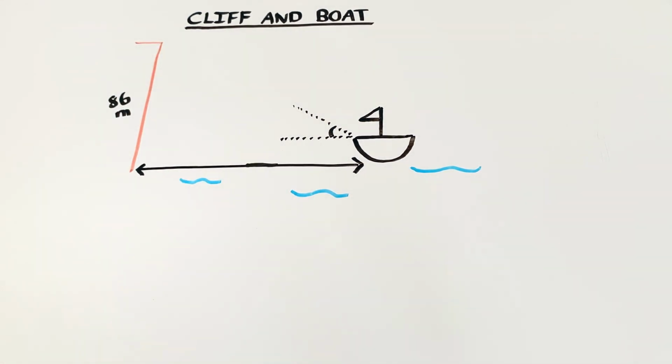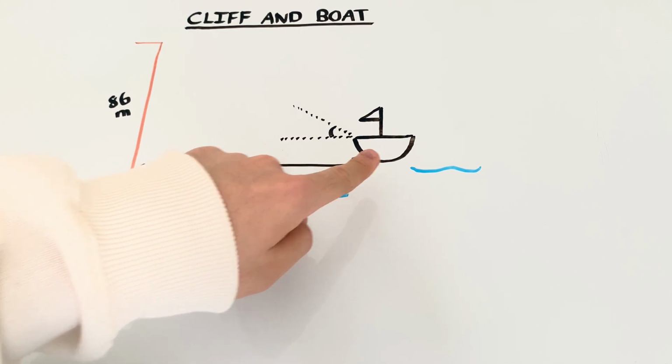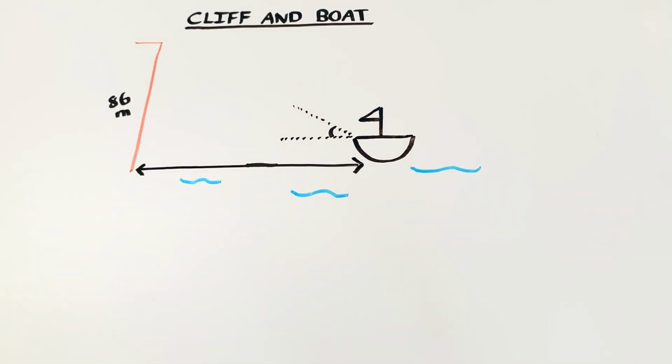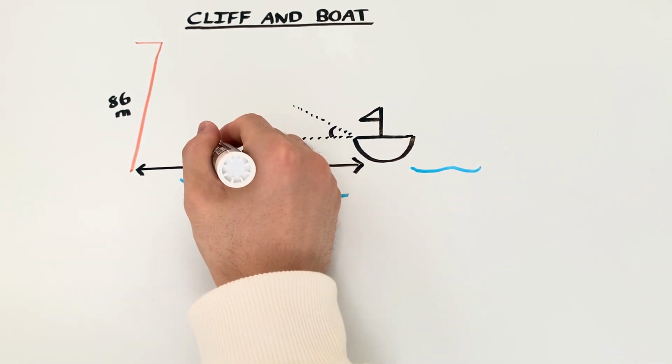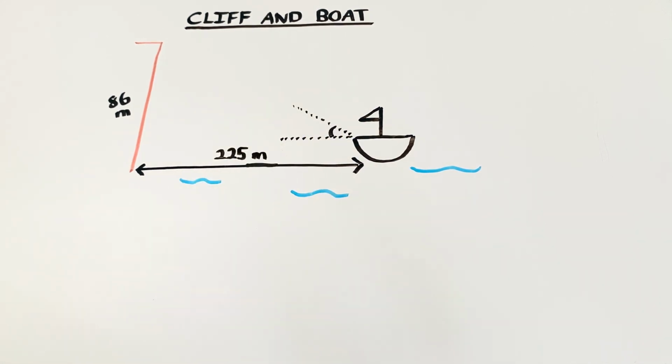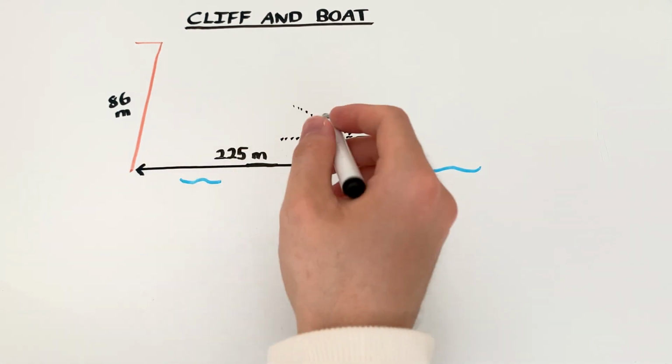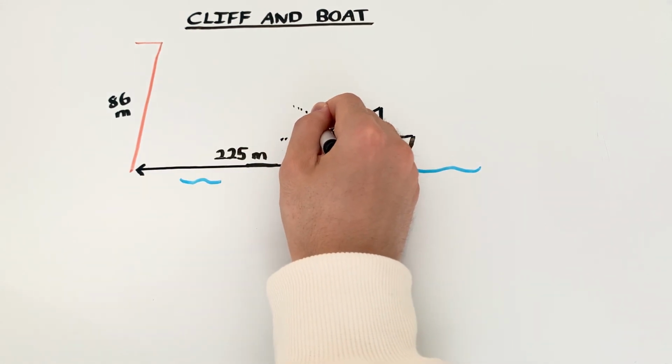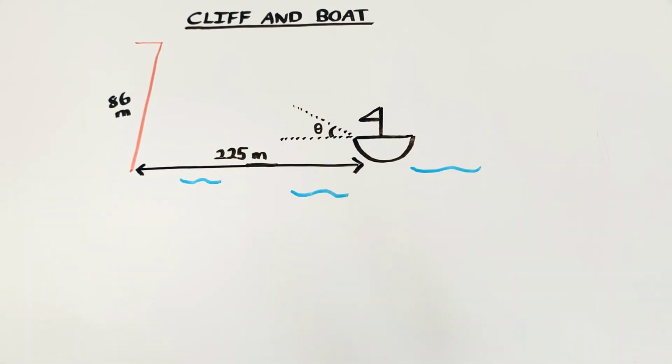In part 2, this time, the boat came a little closer to the cliff. So we're told it traveled 75 meters closer, which means if it was originally 300 meters away from the cliff, now it's 300 minus 75, which is 225 meters away from the cliff. We need to find the new angle of elevation. So let's call that theta. So that's what we're trying to find.